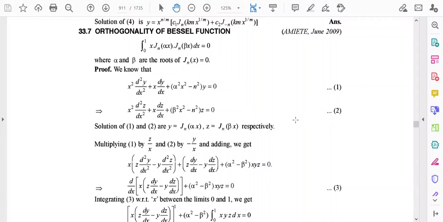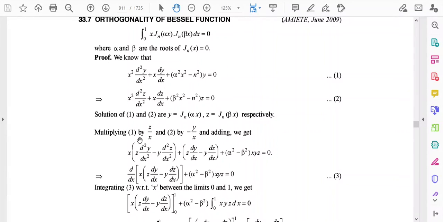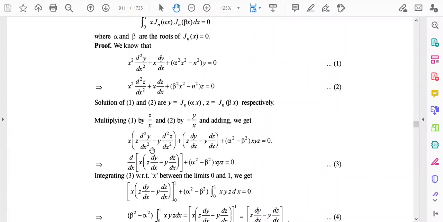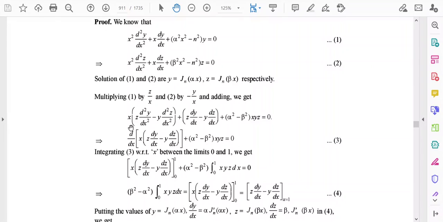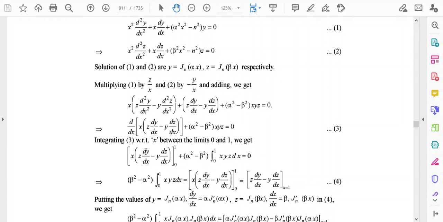So equation 1 and equation 2 are actually variants of Bessel's equation. So we can write that Jn(alpha x) and Jn(beta x) are solutions of equations 1 and 2. Now if we multiply the first equation with z by x and the second equation by minus 1 by x, and then add, we get this type of equation. Now you see the first term can be written in this way, that is d/dx of x (z dy/dx minus y dz/dx). If you differentiate this expression, you will obtain this expression. So we can write the first term by this expression.